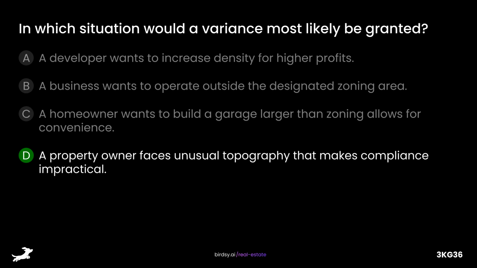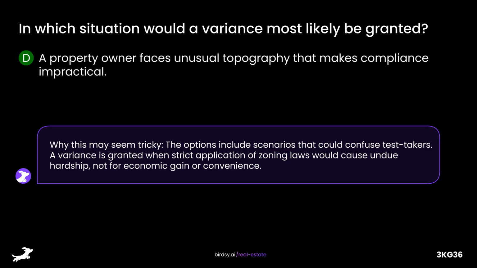The answer is D, a property owner faces unusual topography that makes compliance impractical. Why this may seem tricky. The options include scenarios that could confuse test takers. A variance is granted when strict application of zoning laws would cause undue hardship, not for economic gain or convenience.